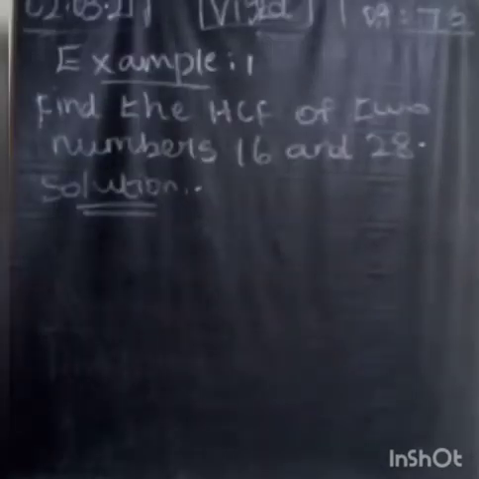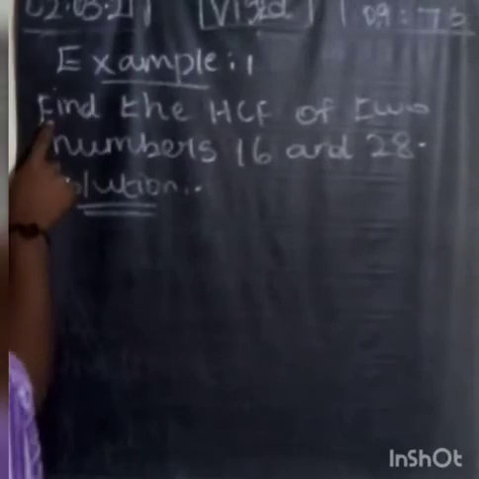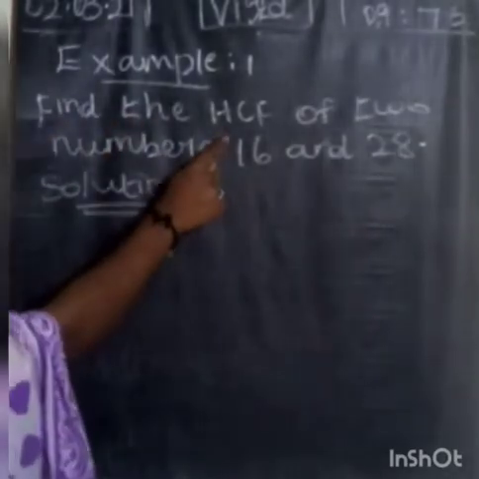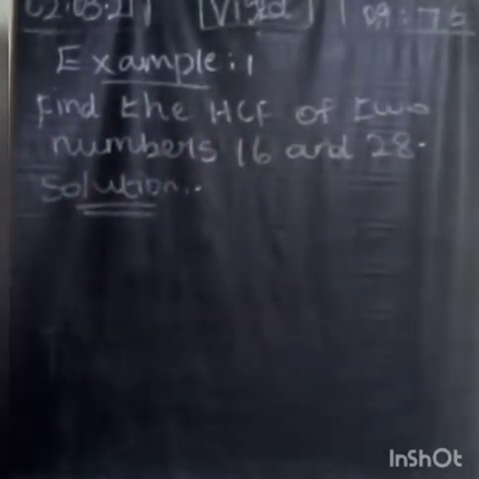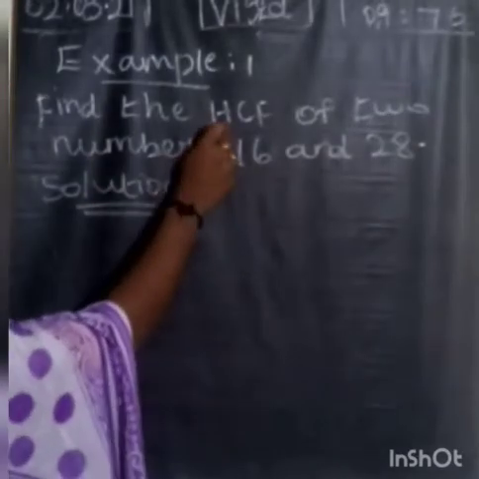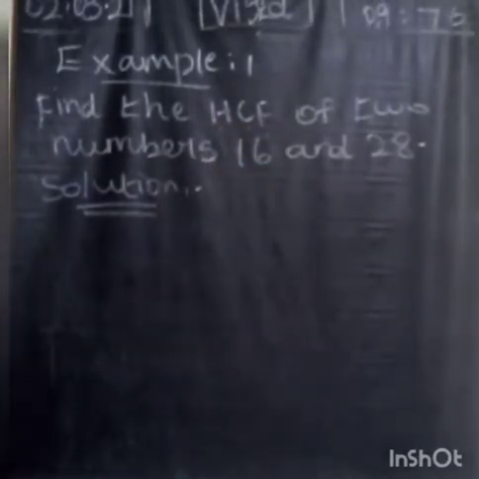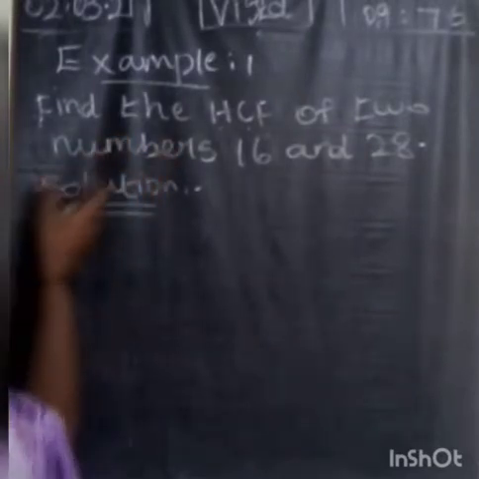Let us take one example. Example 1. The question is, find the HCF of two numbers 16 and 28. Already we learnt about the HCF and LCM in the last term. HCF stands for highest common factor. It is the highest common factor of the two numbers we started with.